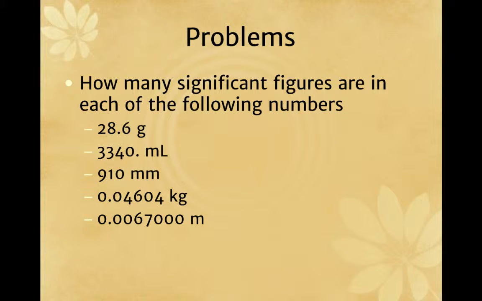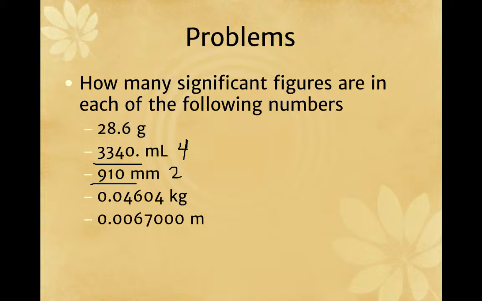So I'll just hit a couple of these. Looking at this number right here, 3,340, I have a trailing zero. I have to check for a decimal point. There is a decimal point, so that means there are 4 significant figures here. But looking at this one, there's no decimal place, so I only have 2 significant figures. It's a trailing zero with no decimal point.